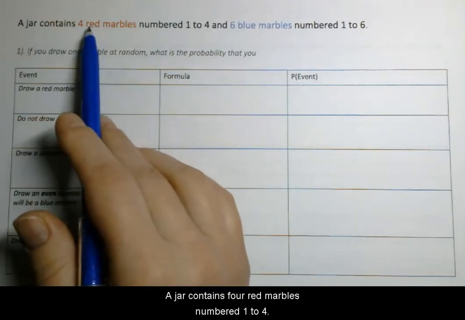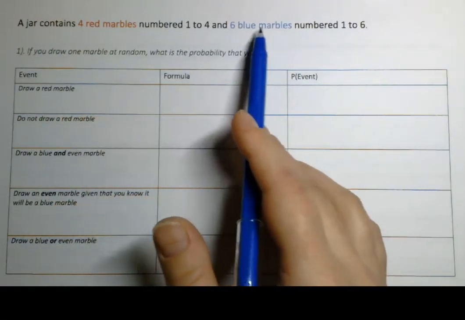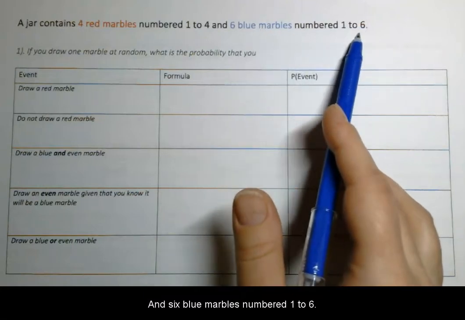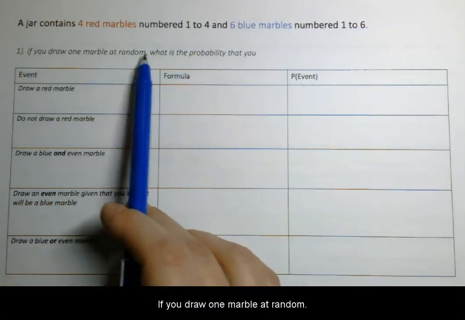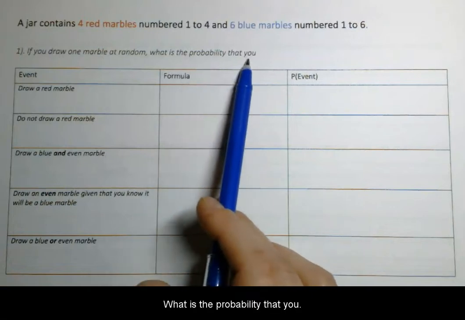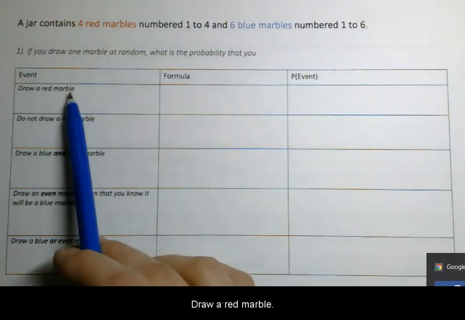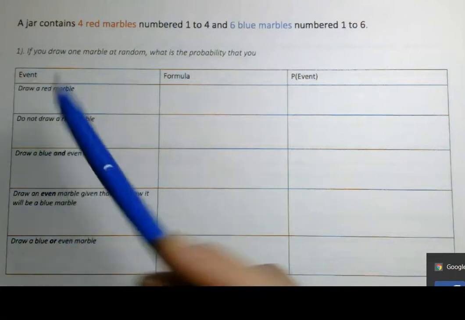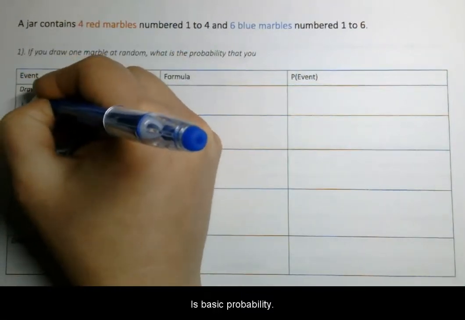A jar contains 4 red marbles numbered 1 to 4 and 6 blue marbles numbered 1 to 6. If you draw one marble at random, what is the probability that you draw a red marble? So this is basic probability.